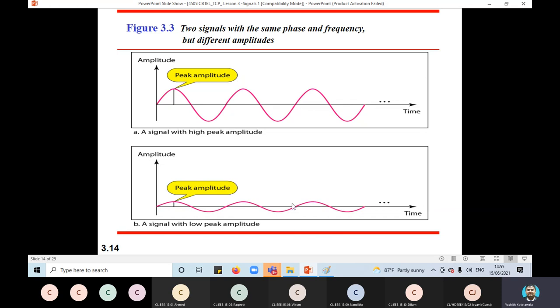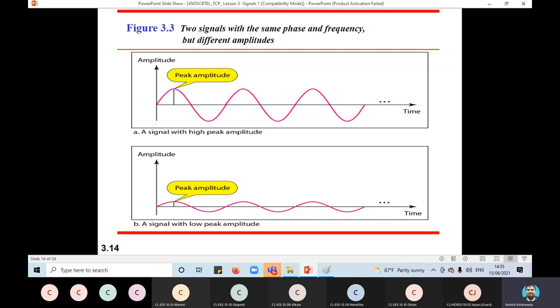If you consider the second waveform, again you have 1 complete cycle, 2 cycles, and 3 cycles. The frequency is the same, right? The only thing that has changed here is the height. You can see the first shape has a greater height compared to the second shape. The height is a bit lesser than the first one.